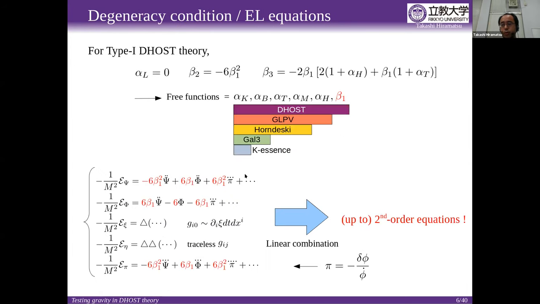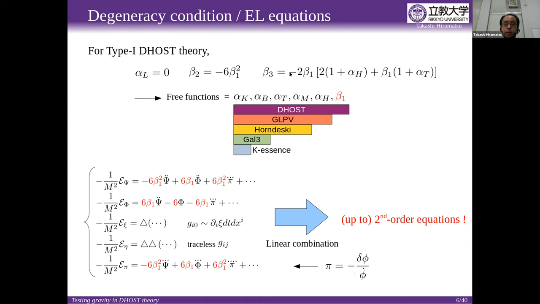In the type 1 DHOST theory, we impose the degeneracy condition given in this way. As a result, the 8 parameters are reduced to 6 independent parameters. The Horndeski theory can be characterized by the first 4 alpha parameters, up to alpha M. And the GLPV theory, the so-called beyond Horndeski theory, can be characterized by the alpha H parameter. And the DHOST theory is characterized by the beta 1 parameter. The Euler-Lagrange equations can be obtained by varying the action with respect to the metric perturbations and scalar perturbations. Here, we define the scalar perturbation pi in this way.